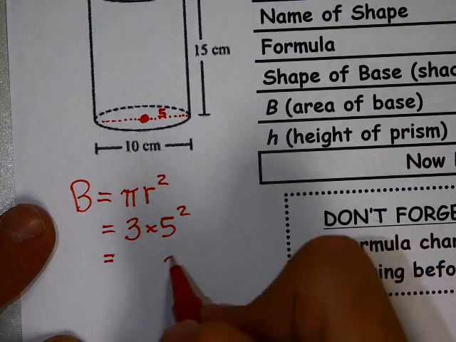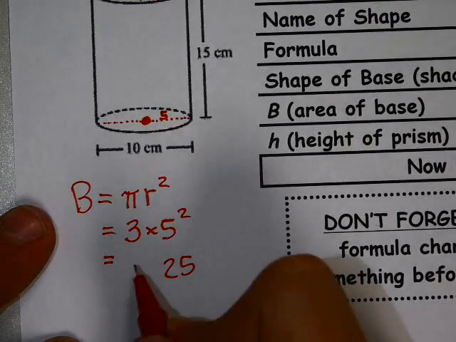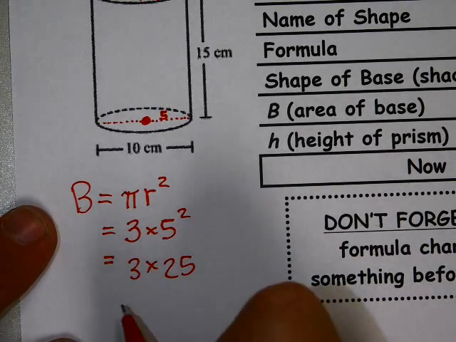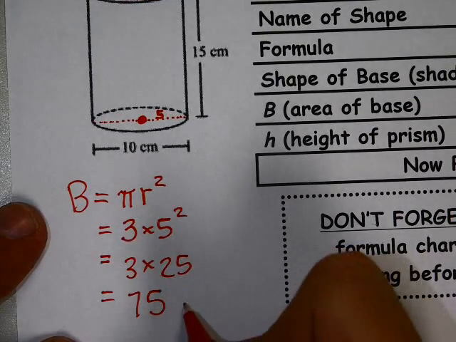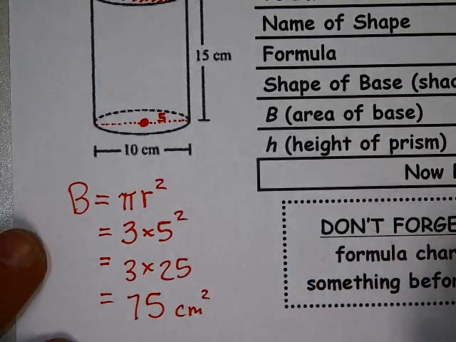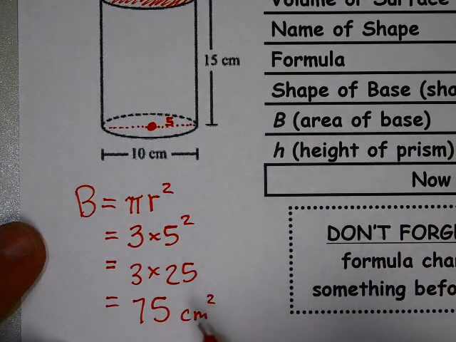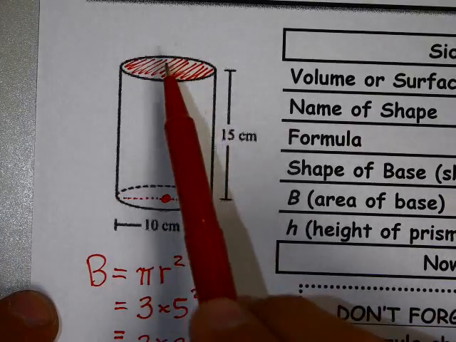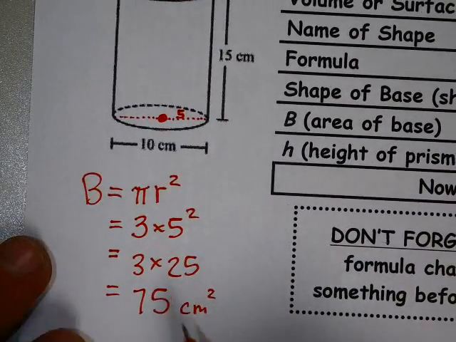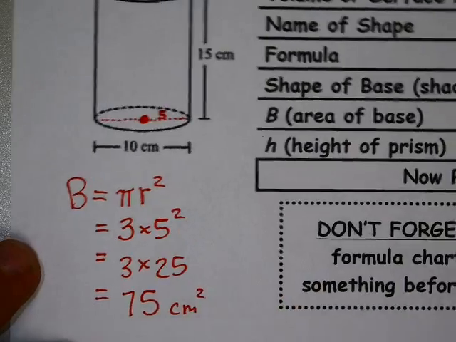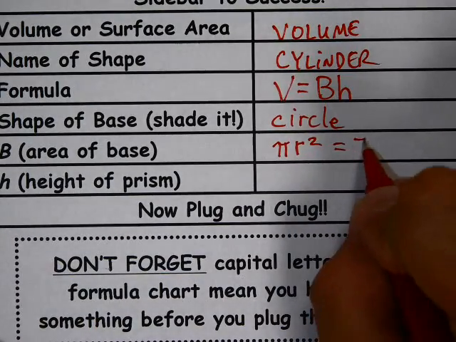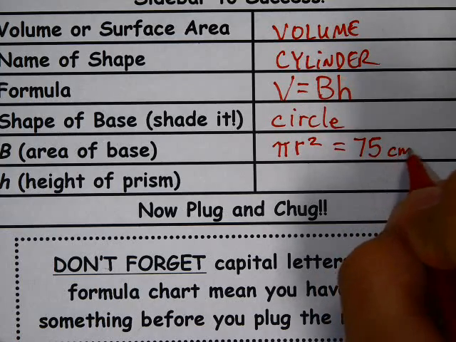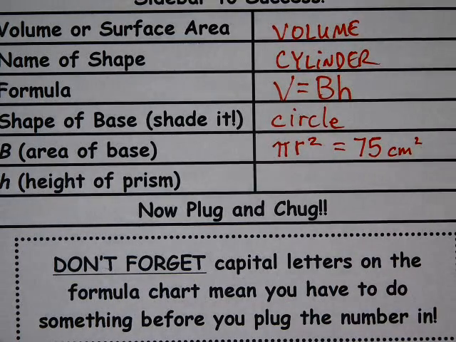Again, order of operations, we're going to do the exponent first, then multiply. We're going to get the same answer we got before. And if you want to, you could write down that this is in square centimeters, because again, all we found right here is the area of the circle, 75 square centimeters. So then we come back up here to our notes part. We found out that it was 75 square centimeters.